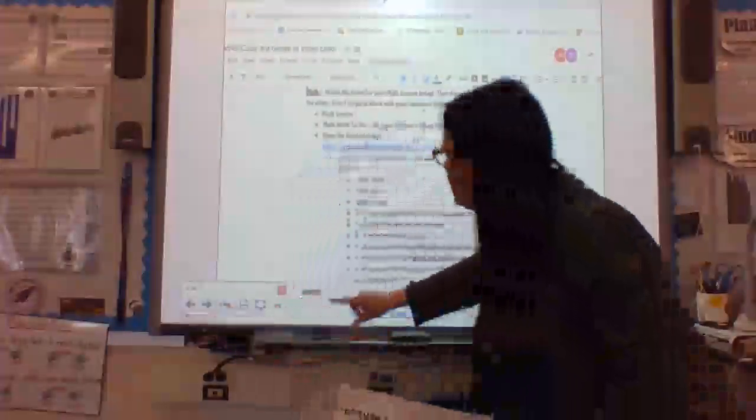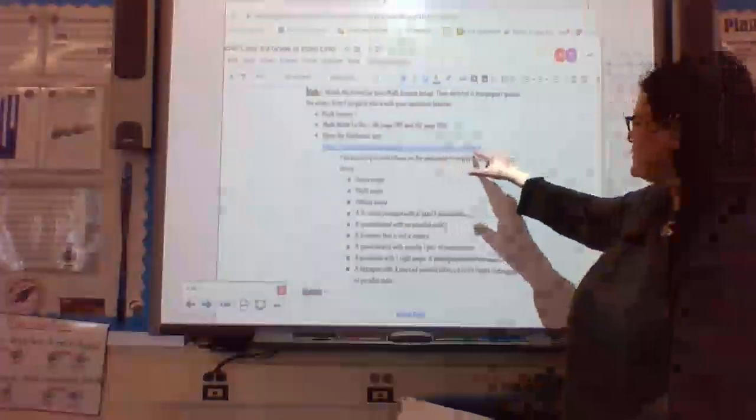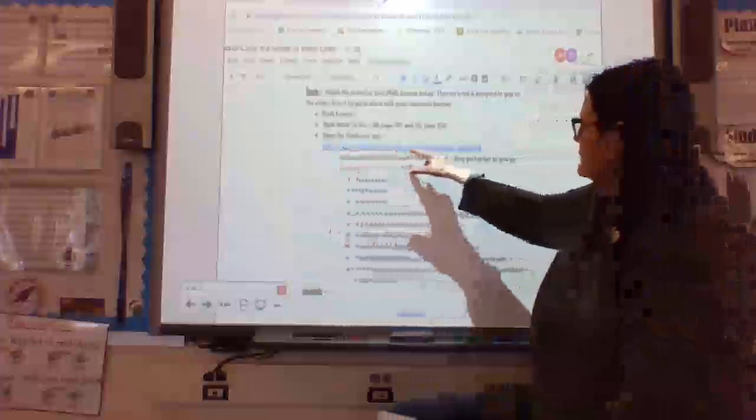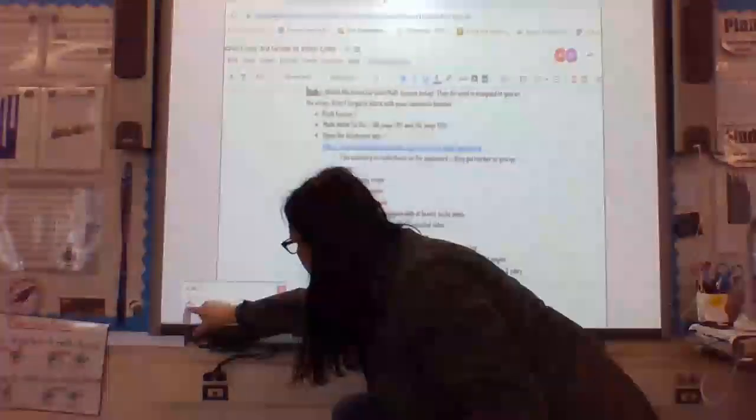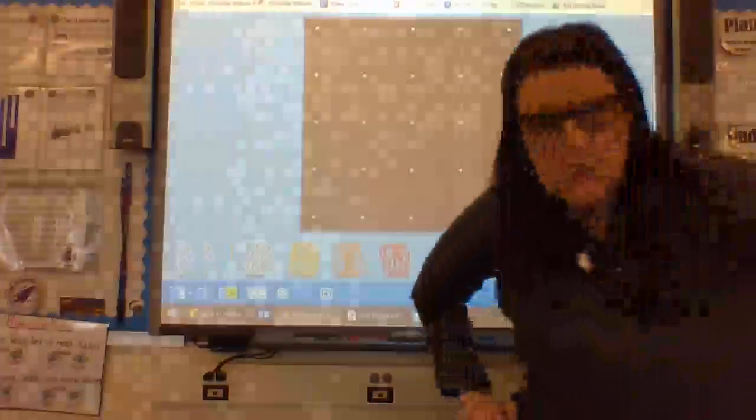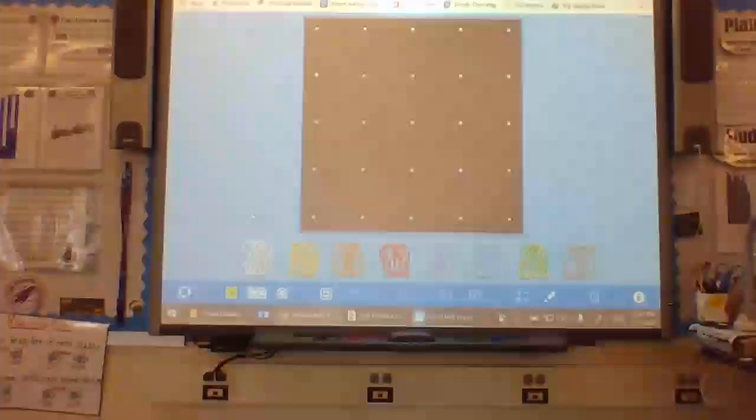To get to your geoboard, right here on your Google Drive sheet is where you're going to click. When you click on that and open it up, this is what it should look like. Here's your geoboard, and you have a bunch of different rubber bands down here. So you're going to take a rubber band.